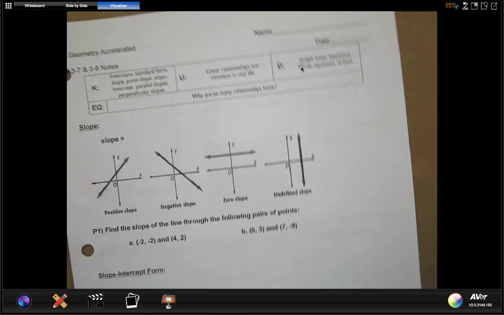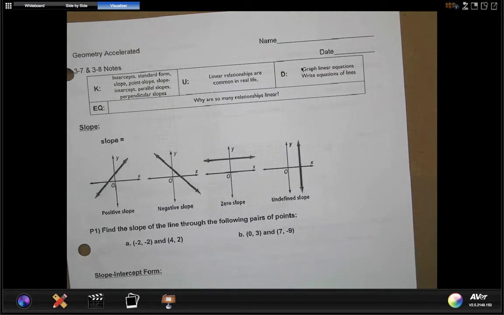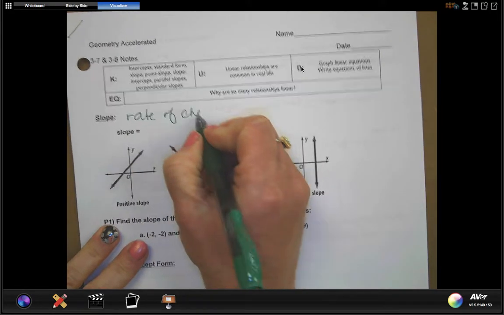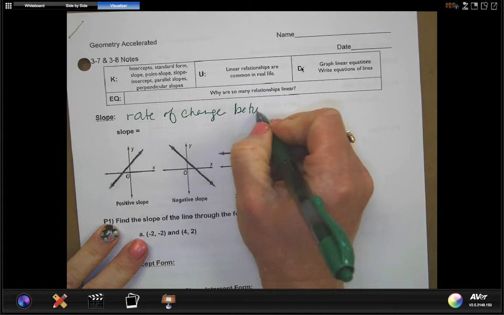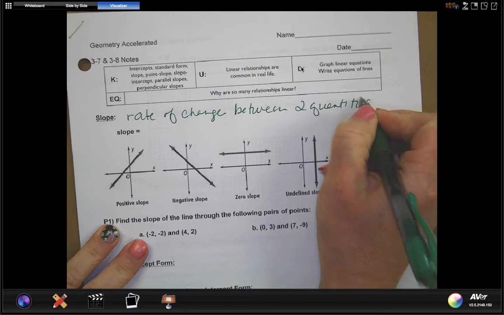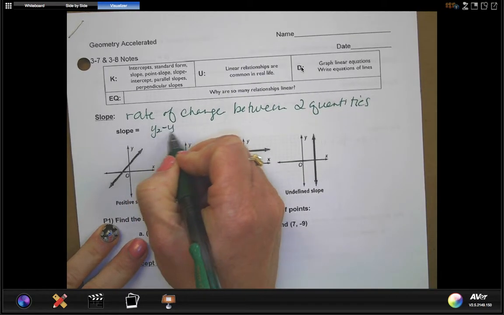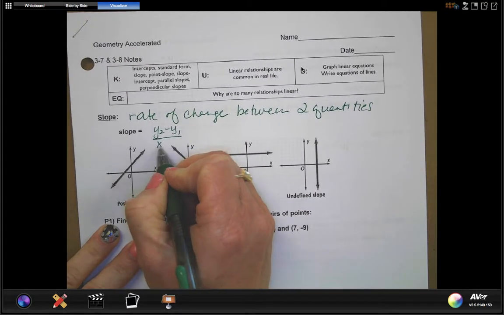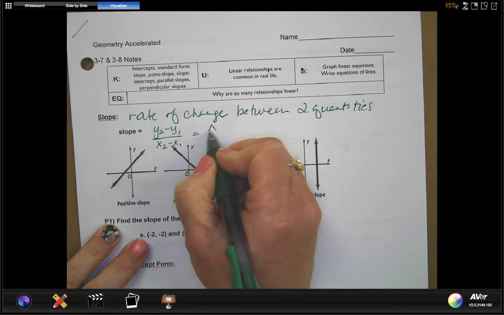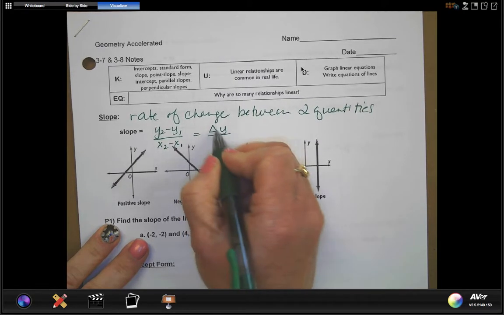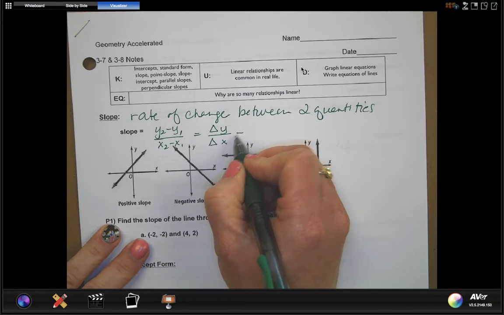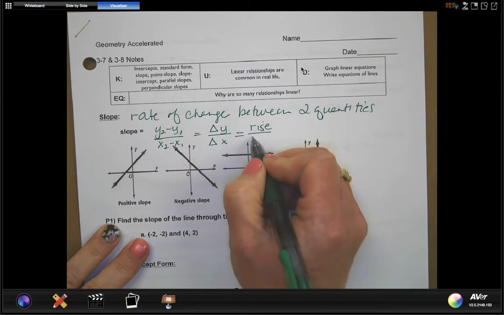So you can write it a couple different ways. Again, it's the rate of change between two quantities. And you can do the change in y, so y2 minus y1 over the change in x, x2 minus x1. Some people write delta y, that triangle represents delta. That's the change in y over the change in x. Or you can just think of it as the rise over the run.